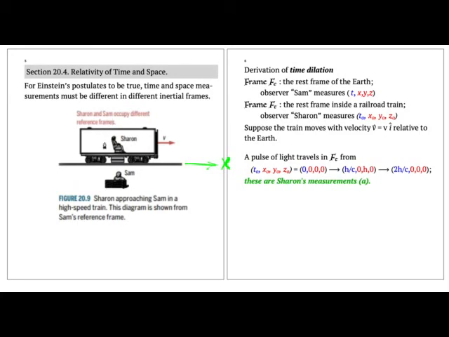Now, Sharon will make measurements using clocks and watches for time and rulers for distances. And those will be the measurements in her frame of reference. Her frame of reference, we'll call it frame F sub t. So a certain frame of reference, F sub t for train. Sam will make measurements on the same events using watches and clocks in the Earth frame of reference. So we'll call that frame of reference F sub e.